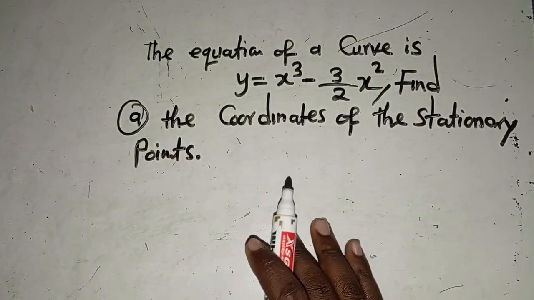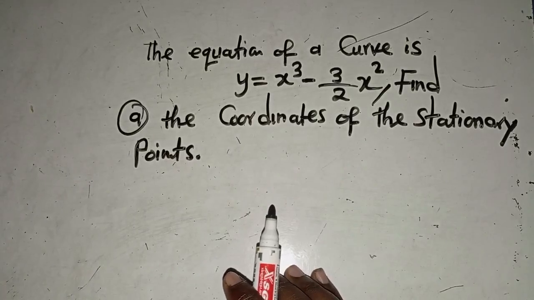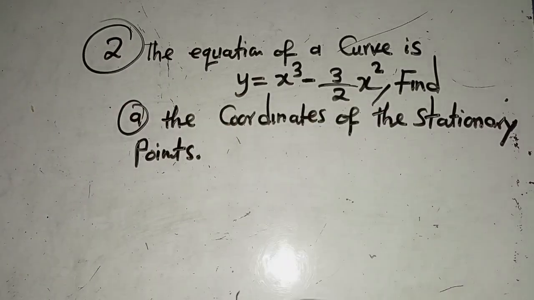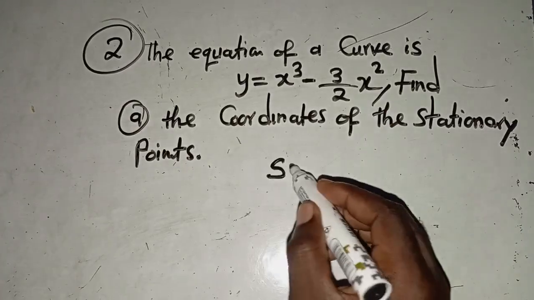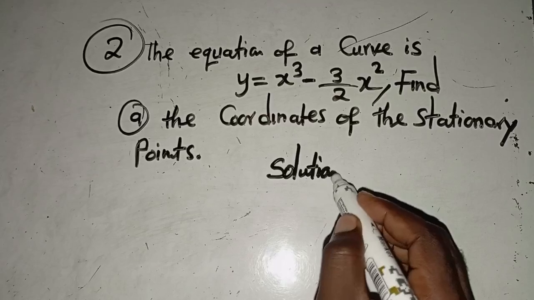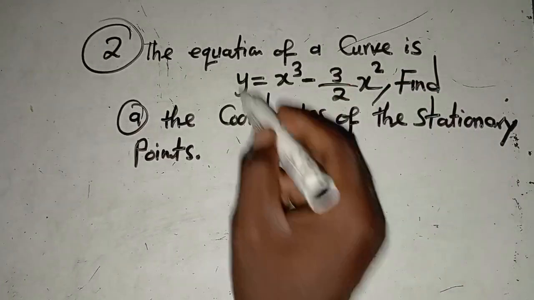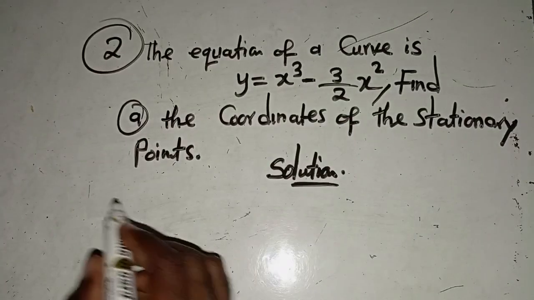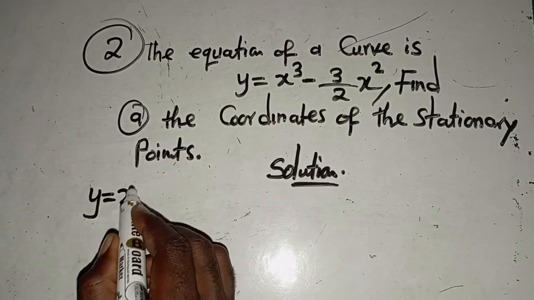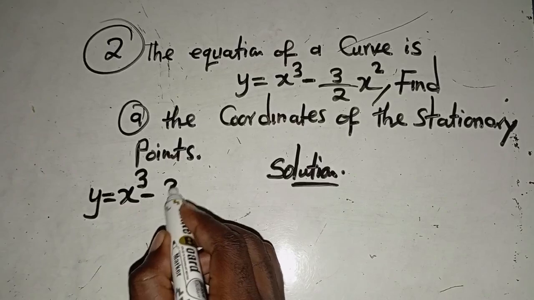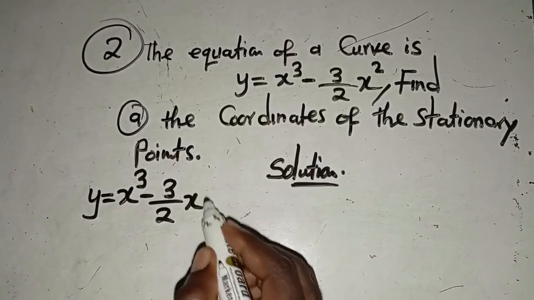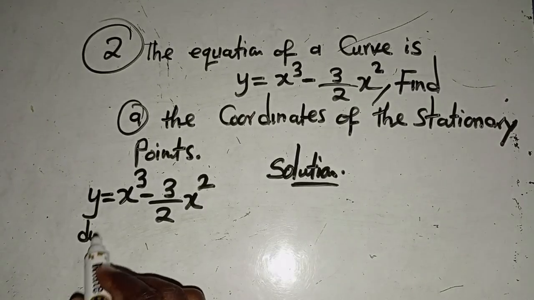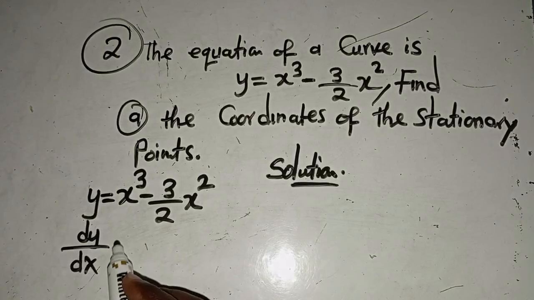How can you now find the coordinates of the stationary points? So this is example 2, isn't it? Question number 2. A question is like this. I told you that the first step is where you differentiate the curve that is given, that equation. This is the first thing you need to do. You say y is equal to x cubed minus 3 over 2 x squared. You differentiate this. You say dy dx is equal to what?